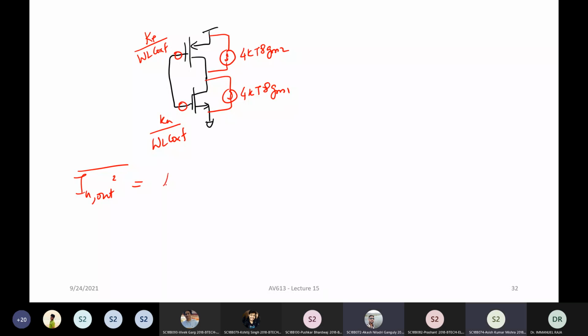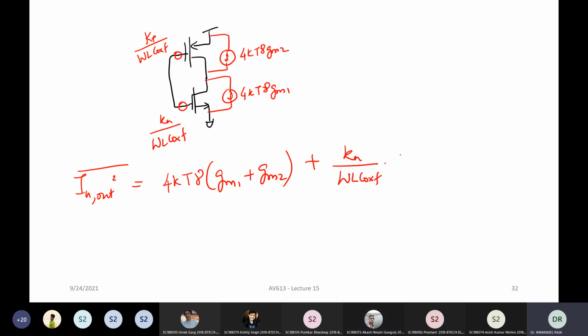So, summing the two current noises: 4kTγ(Gm1 + Gm2) plus Kn/(WL Cox f) multiplied by Gm1 squared, plus Kp/(WL Cox f) multiplied by Gm2 squared. This is the total output short circuit noise output current power spectral density.